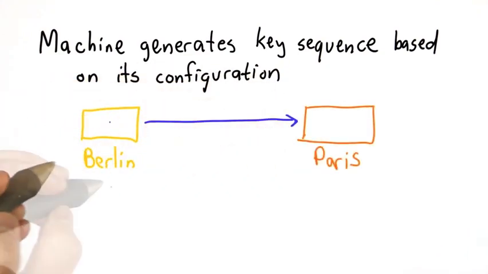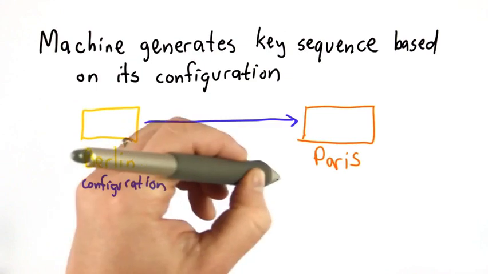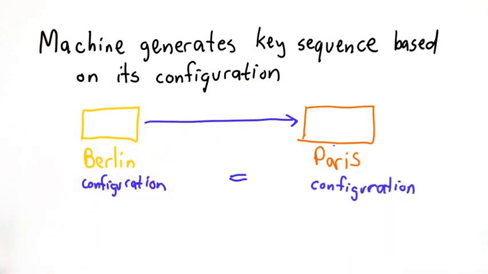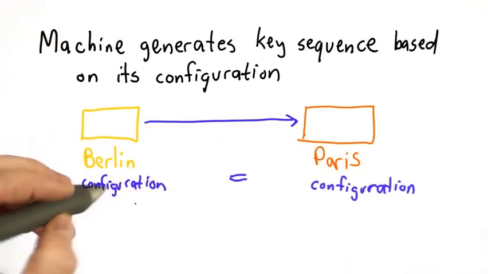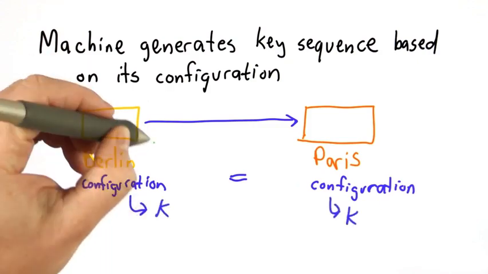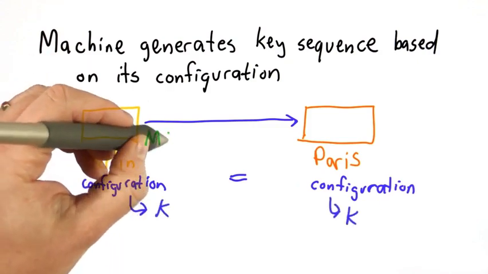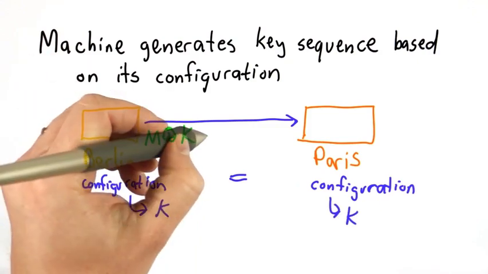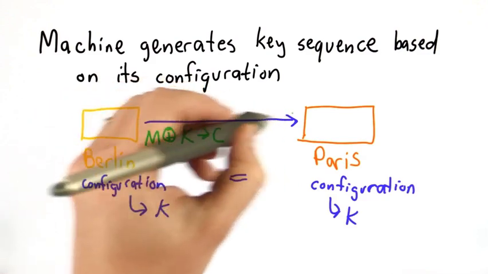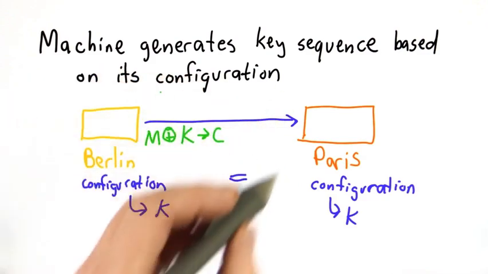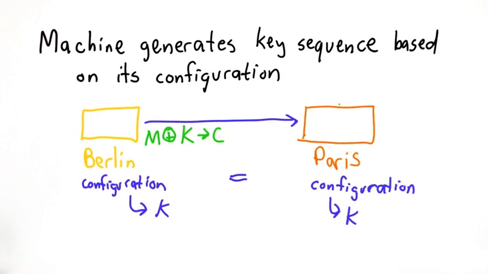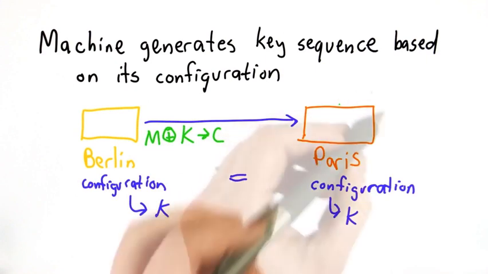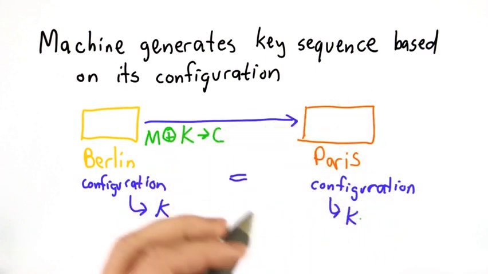If there are 2 machines that start in the same configuration, say one in Berlin and one in Paris, then they produce the same key. Their encryption is just the message XORed with the key. That produces the ciphertext. That's sent over wireless radio and received at the other end, which puts it into a machine starting with the same configuration.